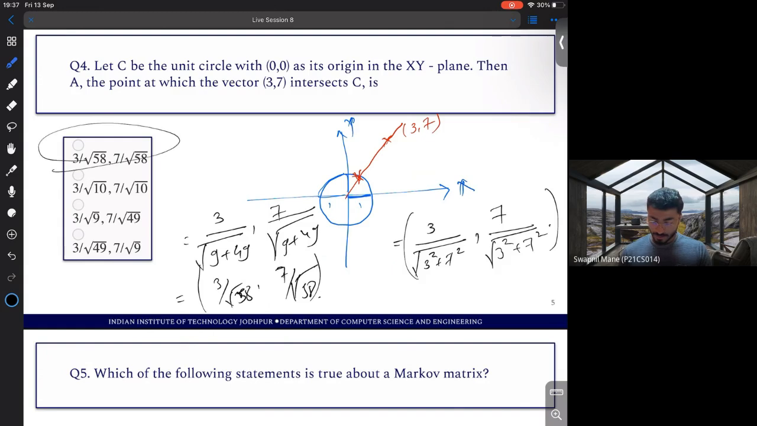So here option A is correct. I hope you see how we have calculated this. For the unit vectors, for each coordinate, we have taken a square root. That means we have normalized the coordinates, squashing them into a unit vector. That is what we used in the matrix multiplication.